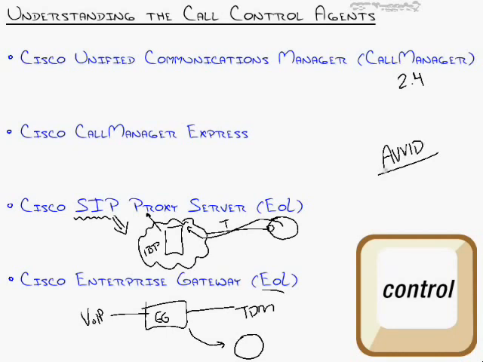People were like, well, what's AVVID? Is it some kind of product? Is it a router? Nobody knew. So Cisco was like, that's a bad name. Let's call it Unified Communications. That's nice and obvious. Voice, video, and data. It's all unified over one network. So when they did that, they renamed Call Manager to the Cisco Unified Communication Manager.